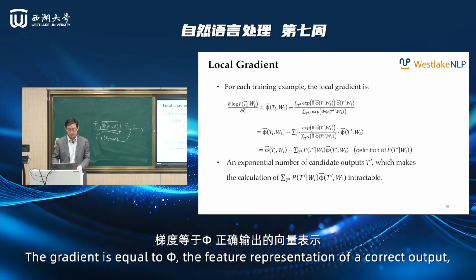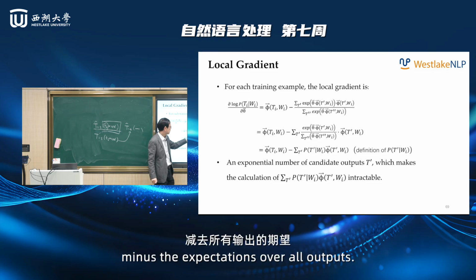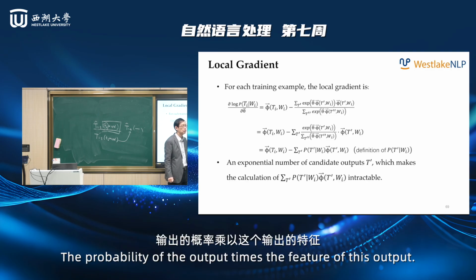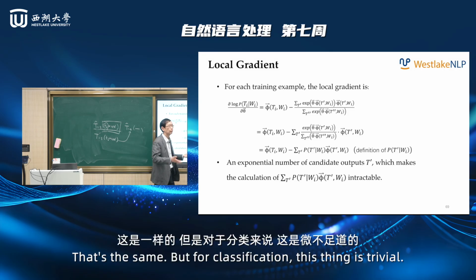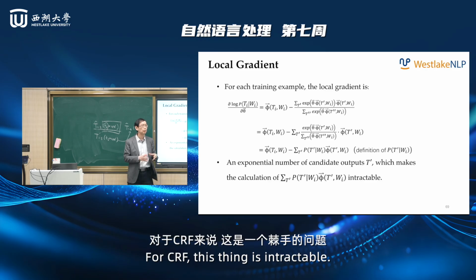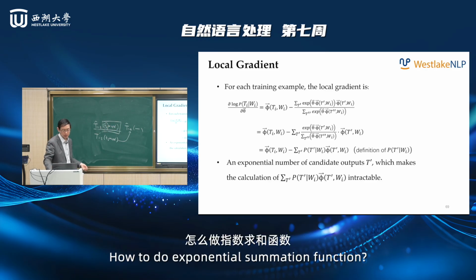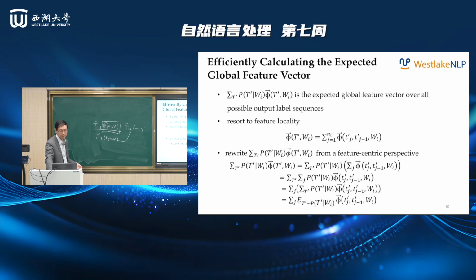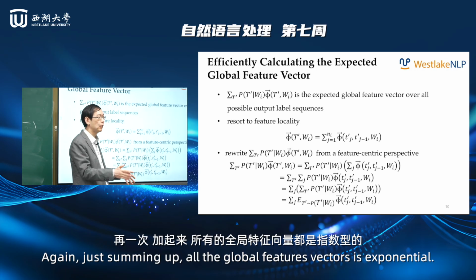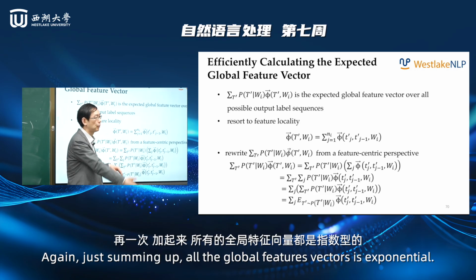The gradient is equal to phi, the feature representation of the correct output, right? Minus the expectation over all outputs, okay? The probability of the output times the feature of this output. That's the same. But for classification, this thing is trivial. For CRF, this thing is intractable. How to do exponential summation function? Okay, again, just summing up all the global feature vectors is exponential.